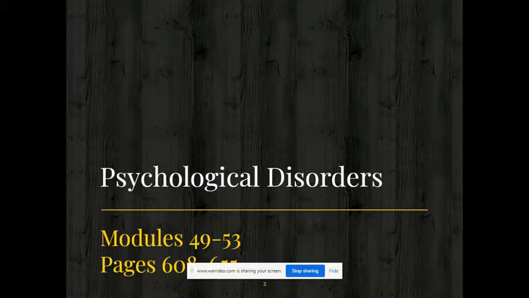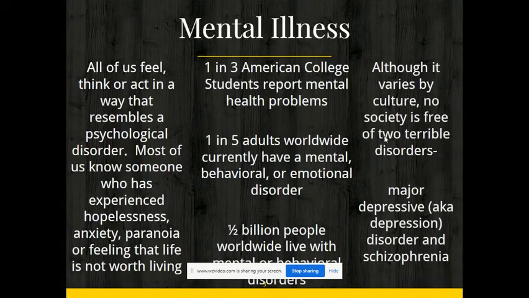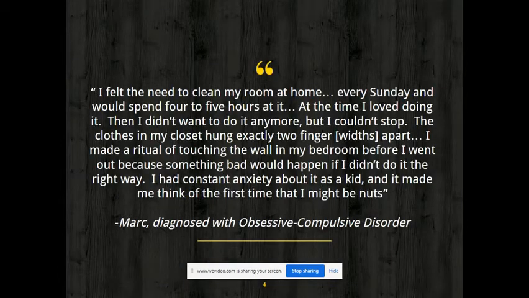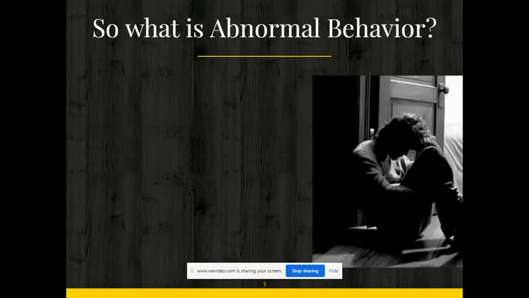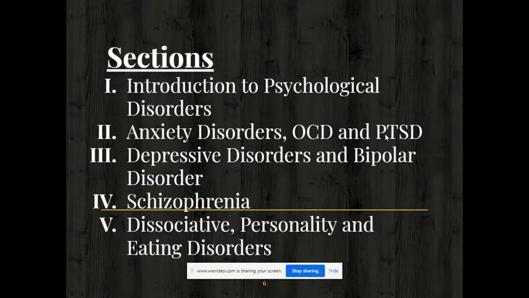This is going to be a quick run through of the entire psychological disorders Google slide. This stuff we talked about before you left, it was just kind of some general statistics about mental illness and a case study of a person talking about it. We talked about abnormal behavior and where you draw the line. It's kind of hard depending on the situation. And here are the sections that you did in your notes.